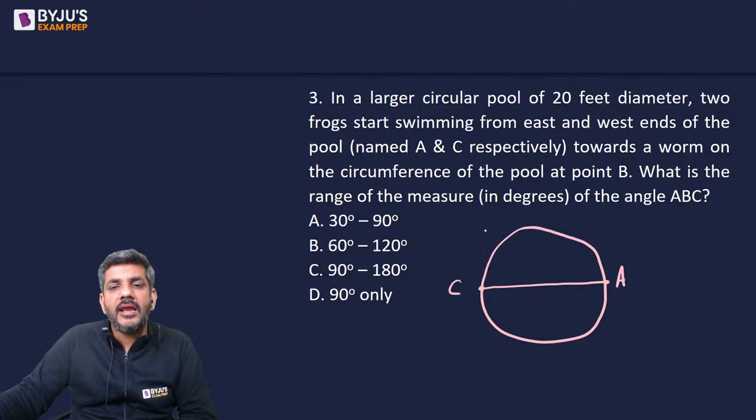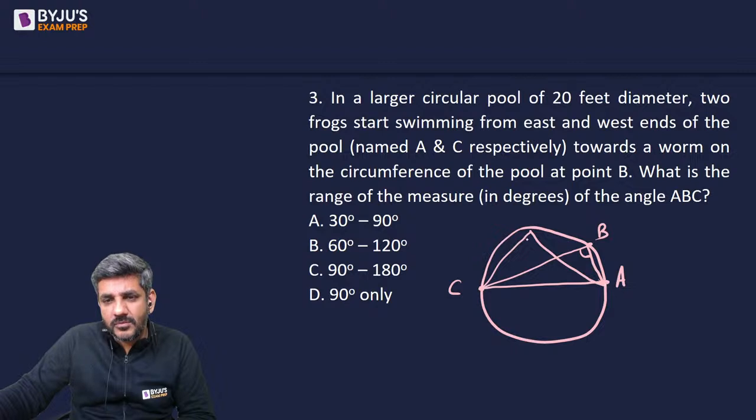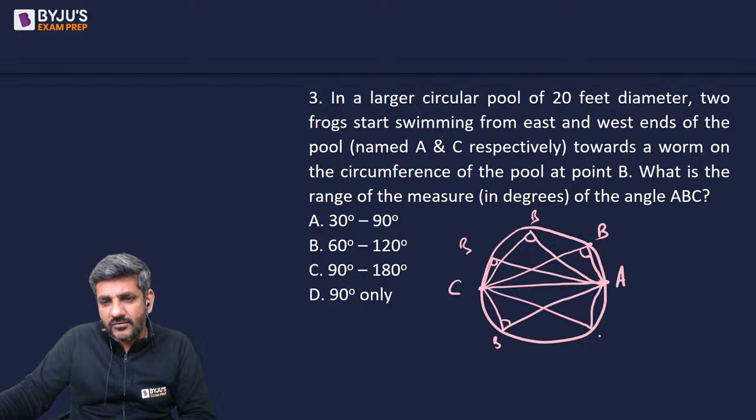B point can be anywhere on the circumference. So B might be here. In that case, ABC would be this angle. B might be here. In that case, ABC would be this angle. B might be here. ABC would be this angle. B might be here as well. In that case, ABC would be this angle. या फिर आप यहां ले लीजिए, ABC would be this angle.